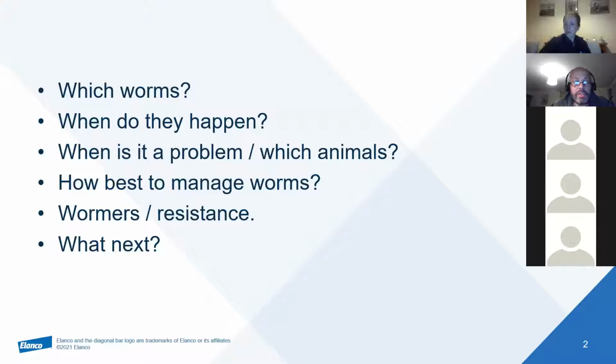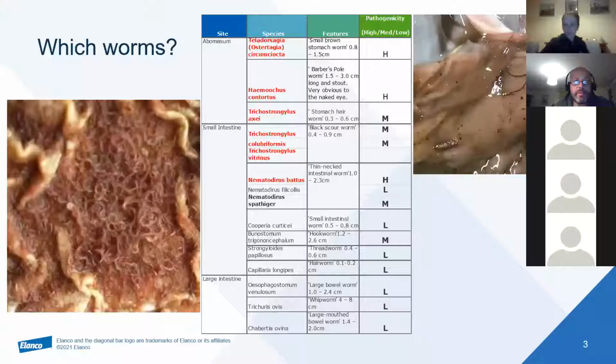So if we start with which worms, this is a big table, and this is just really to explain to you that there are lots of different worms in sheep. Okay, and we get some in the stomach and some in the small intestine, and some in the large intestine. But really there are 4 different species or 4 groups that are the main ones that cause 99% of the problems. And these are the ones in red.